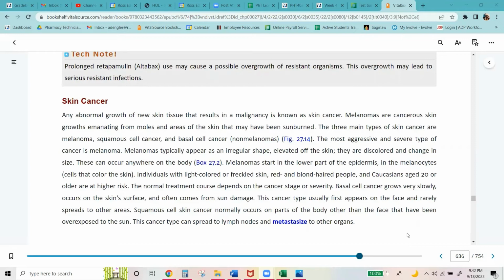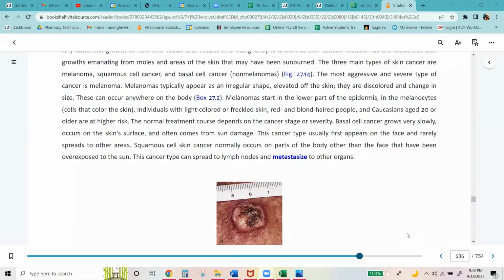Basal cell cancer grows very slowly, occurs on the skin surface, and often comes from sun damage. This cancer typically appears first on the face and rarely spreads to other areas. Squamous cell cancer normally occurs on parts of the body other than the face that have been overexposed to the sun. This cancer type can spread to lymph nodes and metastasize to other organs.